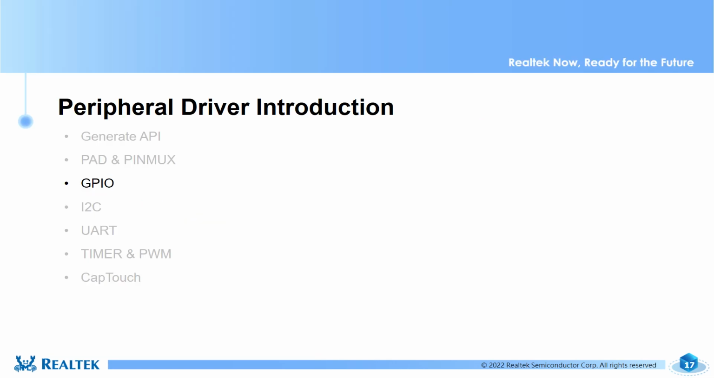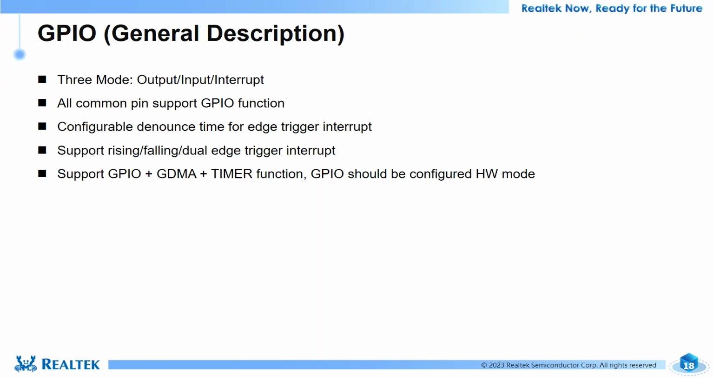Next, I will introduce GPIO. GPIO supports three modes: output mode, input mode and interrupt mode. All common pins support GPIO function. In the interrupt mode, the debounce time for edge-triggered interrupt can be configured. It supports rising edge, falling edge and double edge triggered interrupts.